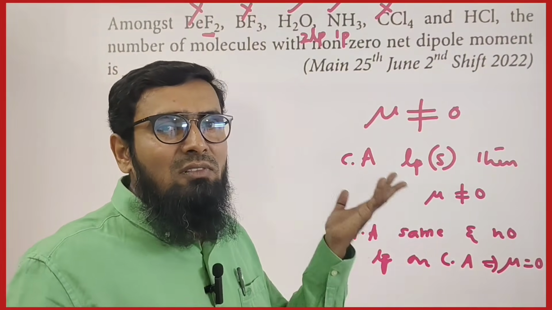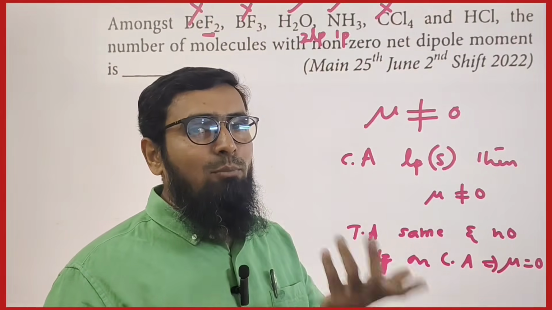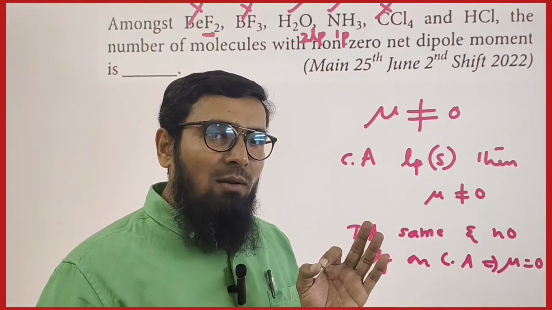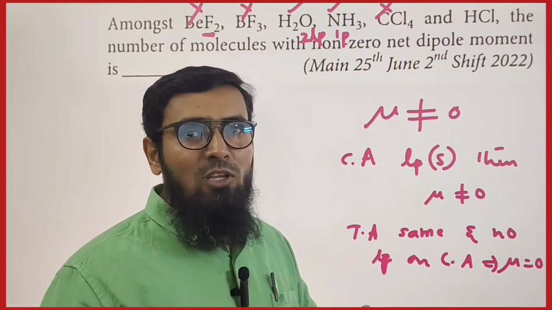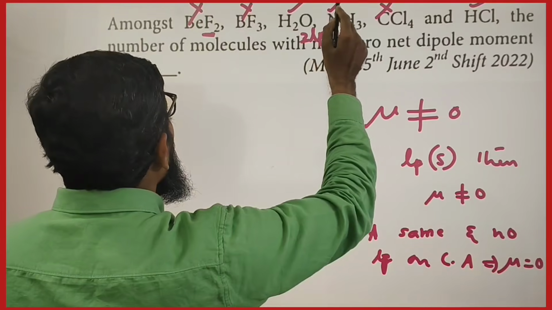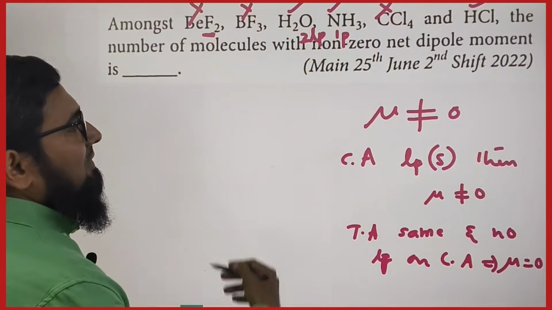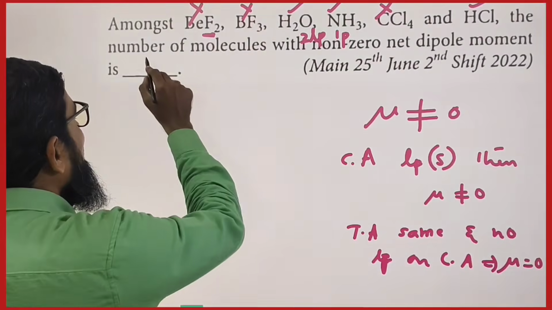HCl, now this is a diatomic molecule and the HCl bond is a polar bond. Polar bond is present, only one bond is present, that molecule is always polar in nature. So therefore, total 1, 2, 3. 3 compounds have dipole moment not equal to 0.